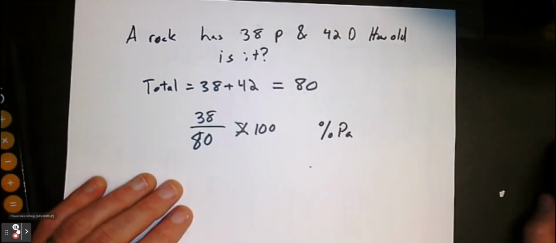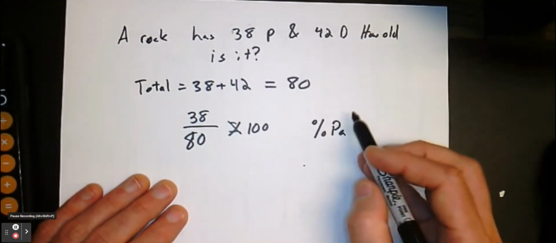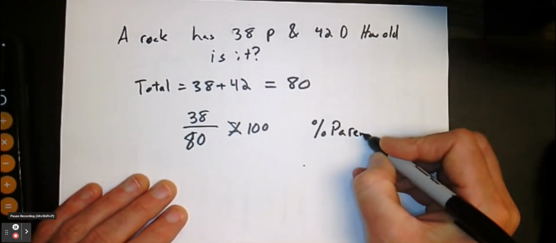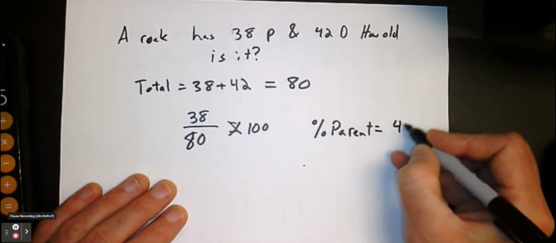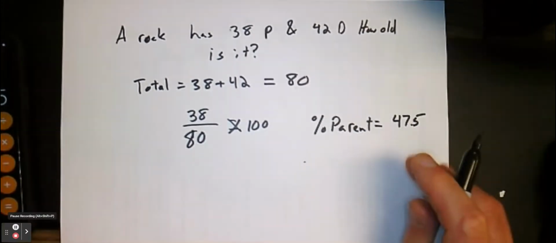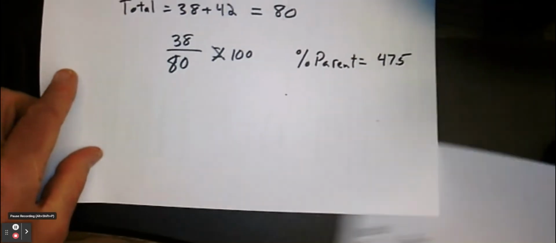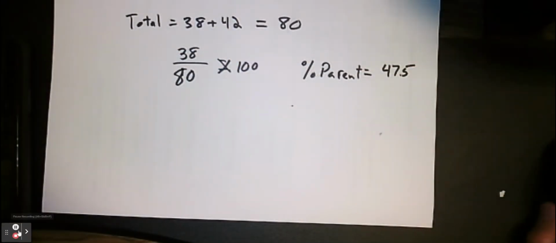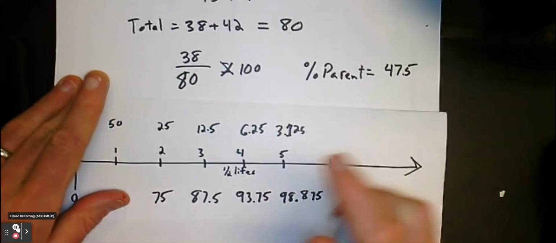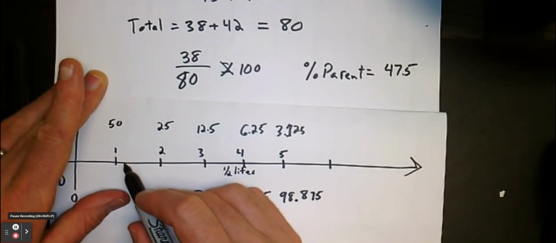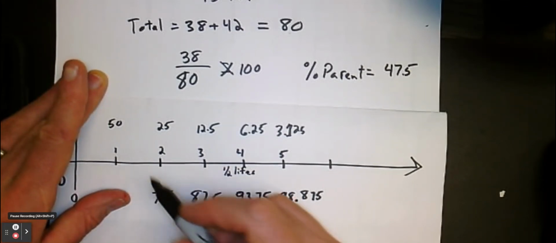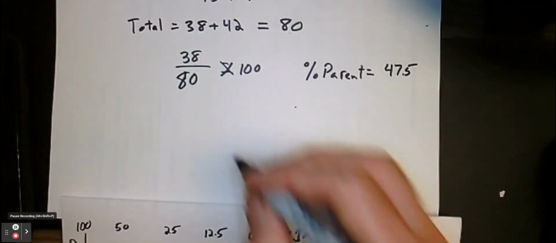I'm going to pause this. So I did it out. Our percent parent equals 47.5%. So if you look at our timeline here, where does that put us? 47.5% is right in here. So I could say something like 1.2 half-life cycles.